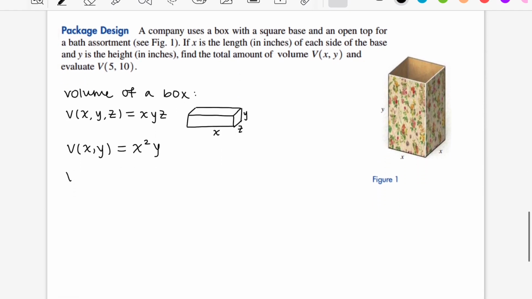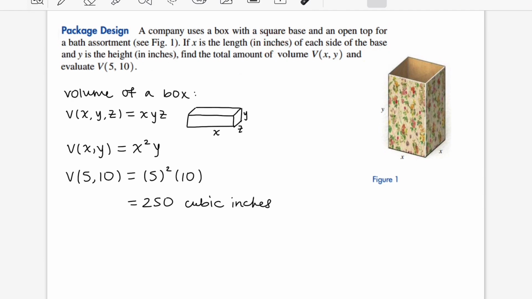And now we want to evaluate it when the length and the width is 5 and the height is 10. So this will be 5 squared times 10, which is 25 times 10. So we'll get 250. And this will be in cubic, since we're looking at volume, and then inches. Those are our units given here.